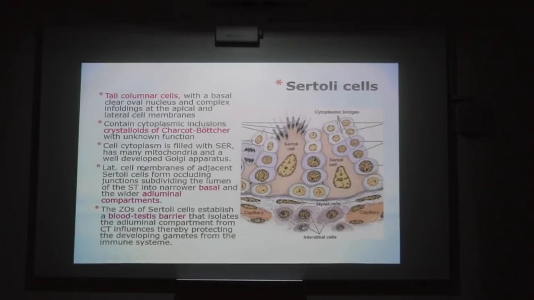There are lateral extensions of these Sertoli cells, as we said, which divide the seminiferous tubule into a basal compartment and a luminal compartment. These extensions are going to connect the Sertoli cells with each other, forming the blood-testicular barrier, and we talked about why the blood-testicular barrier is important.